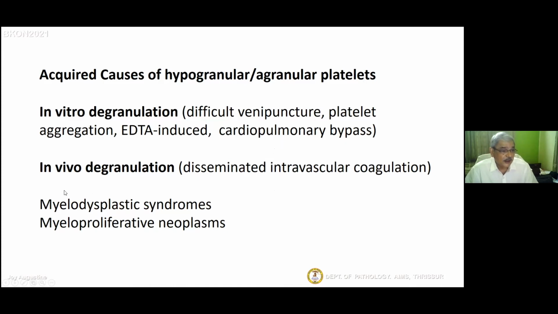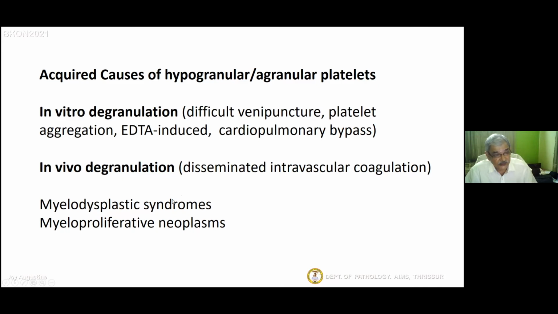Now, in vivo degranulation is easy to understand. In disseminated intravascular coagulation, whatever platelets you see are activated, and you find that they degranulate as a physiological phenomenon. And finally, you have got this condition. You can include acute leukemia also in this. Myelodysplasia and myeloproliferative neoplasms, generally, they have a tendency to have agranular platelets, normal platelets, and hypergranular platelets.